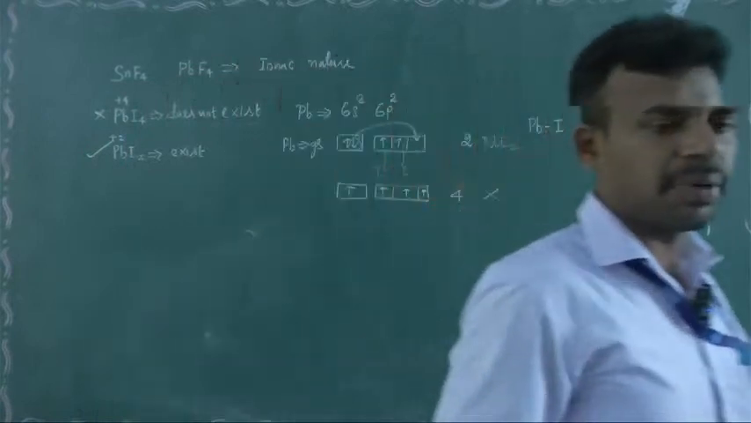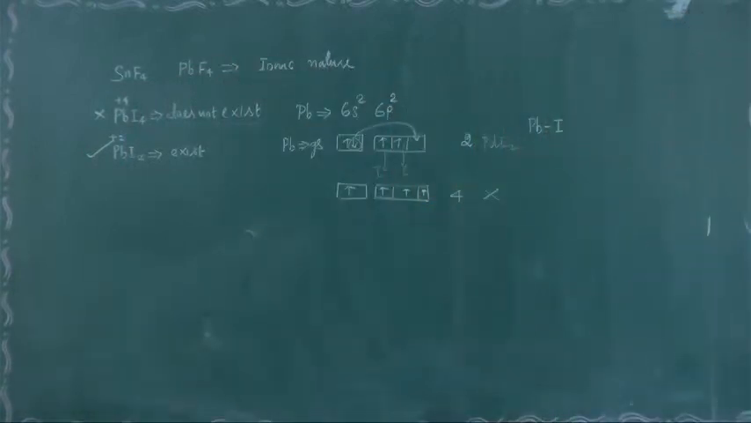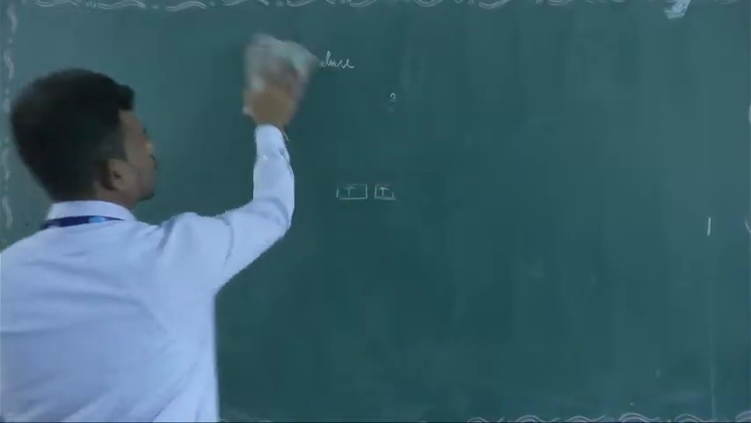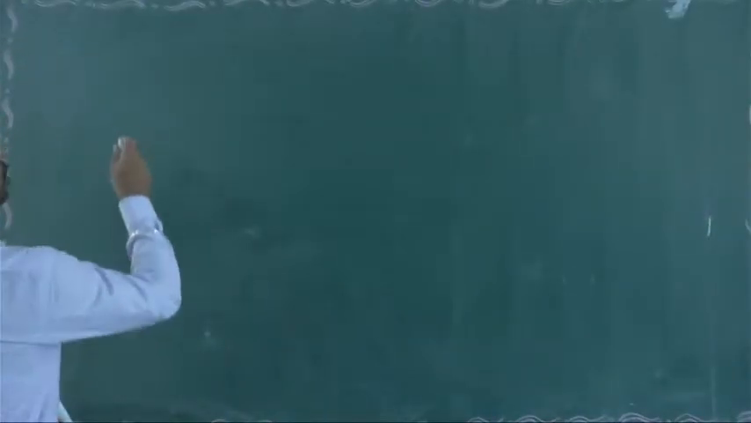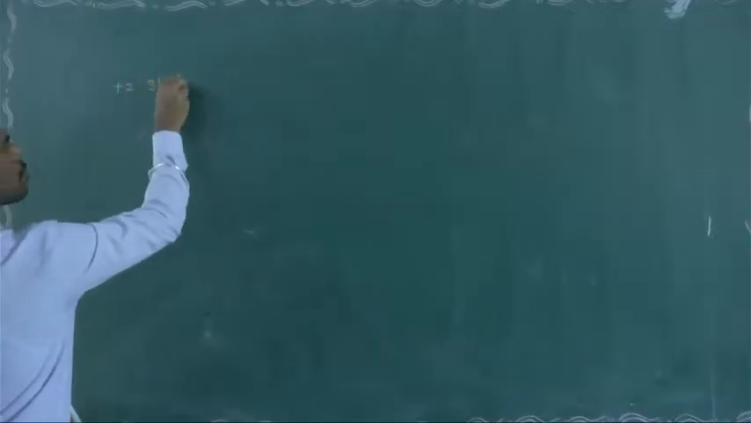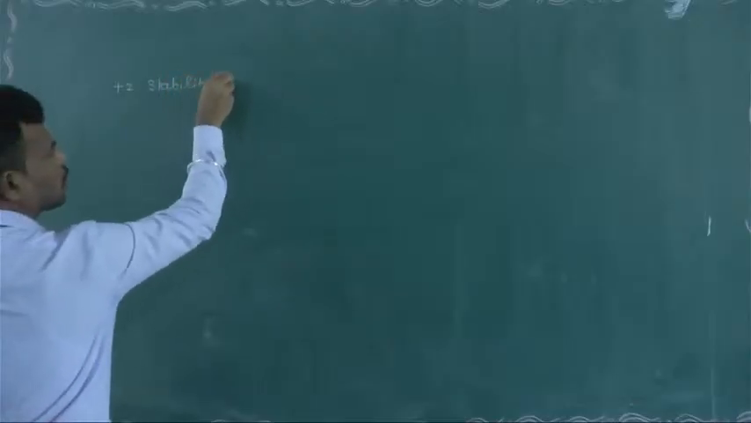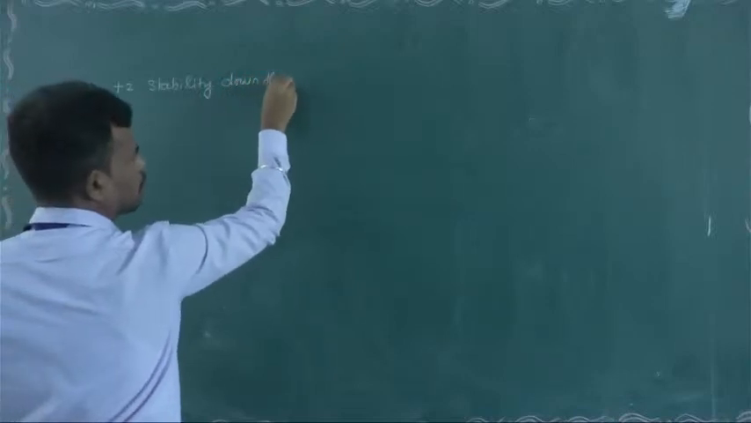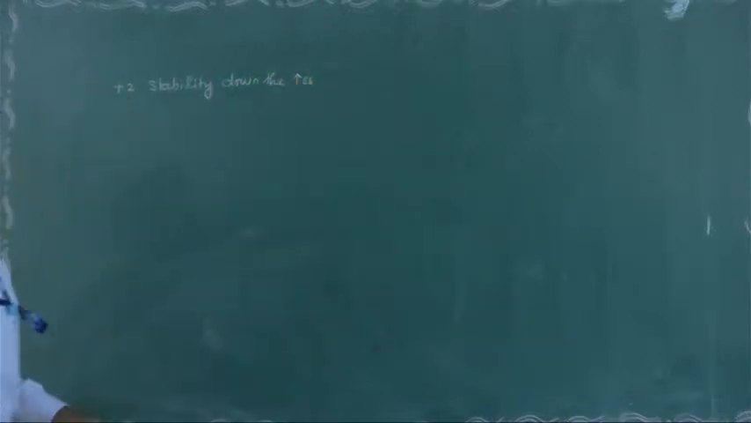This is where we stop. Is it clear? Next important point. Next, we are going to discuss two important oxidation states. For example, as we have already discussed, in the case of +2 oxidation state, the stability increases down the group due to the inert pair effect.